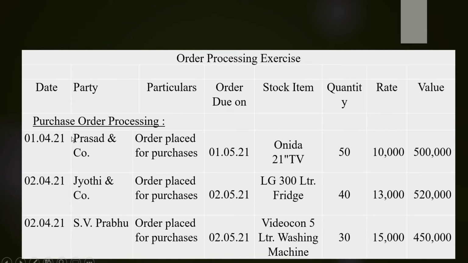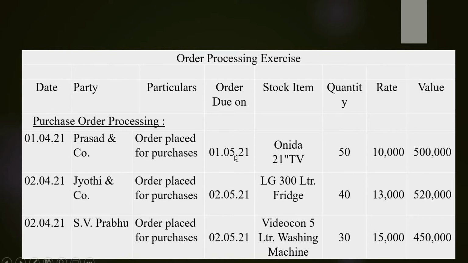Purchase order processing. Here we have three different transactions and all these transactions are to be recorded in the inventory voucher, that will be purchase order voucher. The first transaction, the date is 1st of April. Party name is Prasad and Company. Particulars, order placed for purchases.